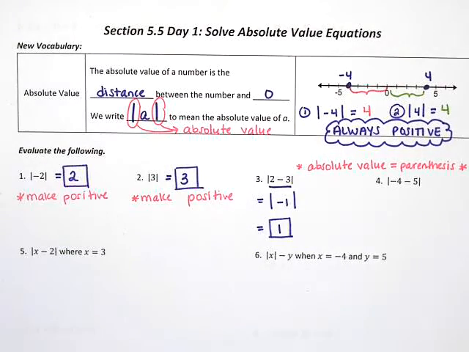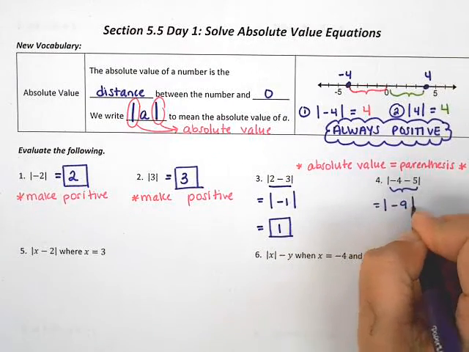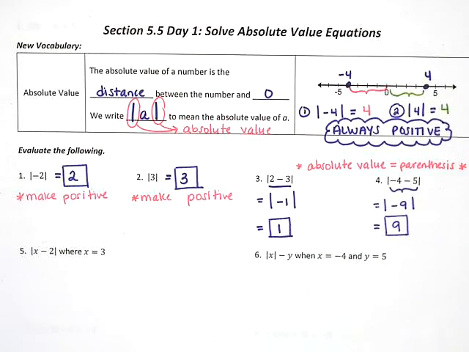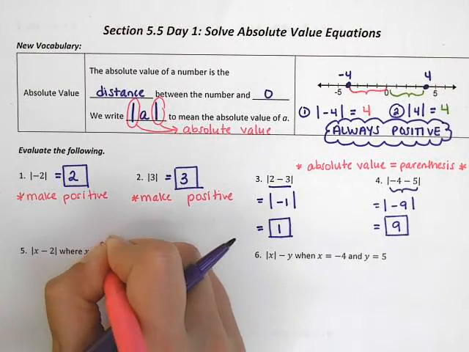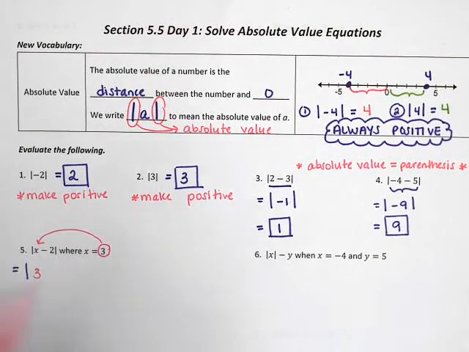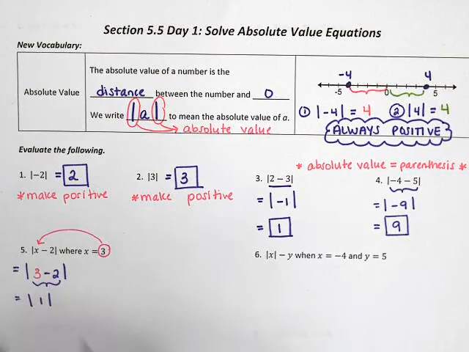Let's try one more like that. Number 4. I would simplify what's inside of there. So I would have the absolute value of -9, and the absolute value of -9 would be +9. Now let's try a couple problems where we need to substitute. So we're going to take numbers, plug them in, then simplify. It says the absolute value of x minus 2 when x is 3. So what I'm going to do is I'm going to take the 3 and I'm going to plug it in inside of the absolute value. So I'm going to have the absolute value of 3 minus 2. Now the 3 minus 2 simplifies to 1, and the absolute value of 1 would just be 1.